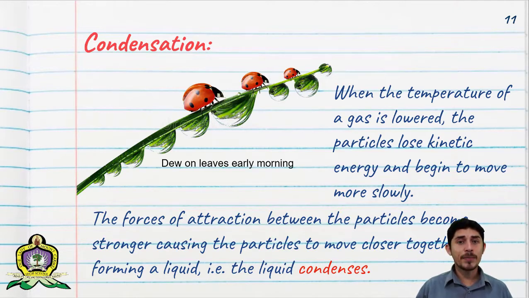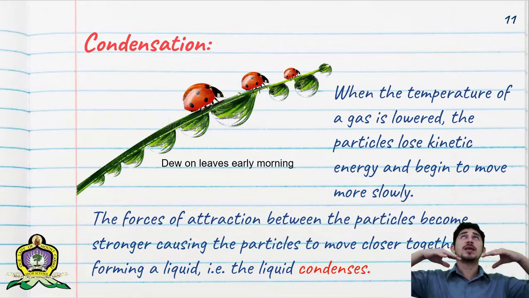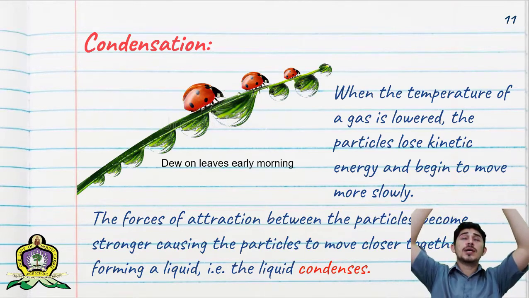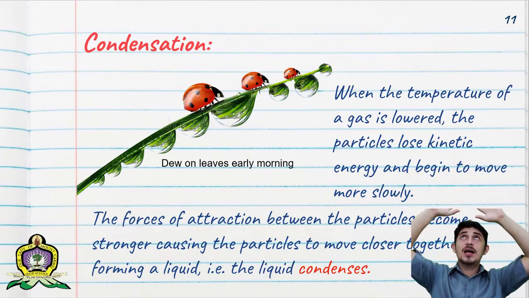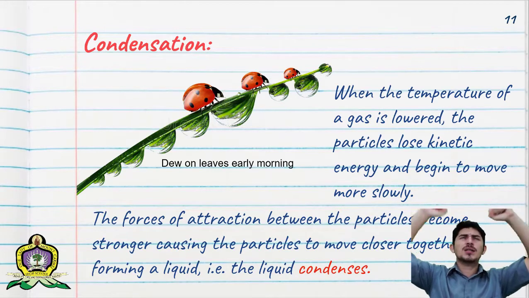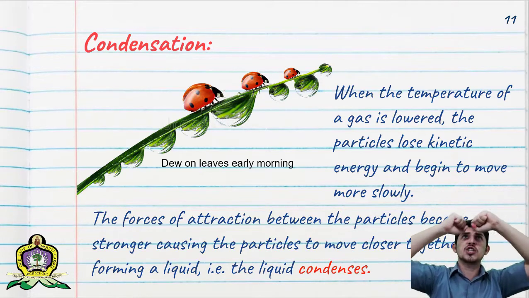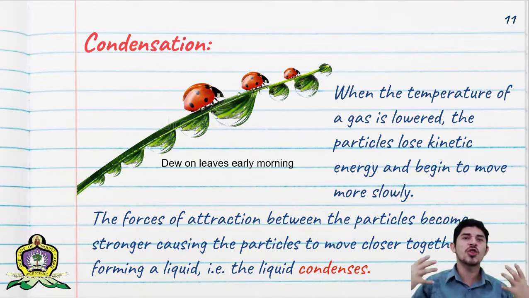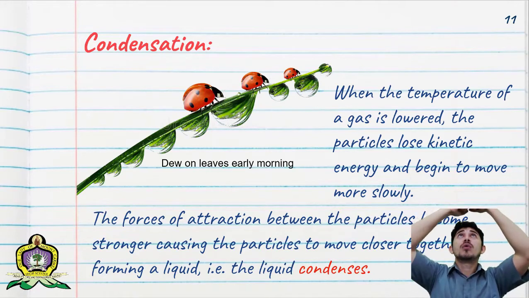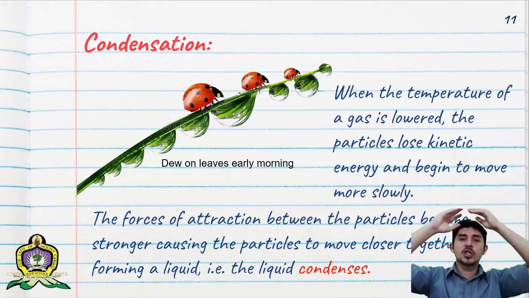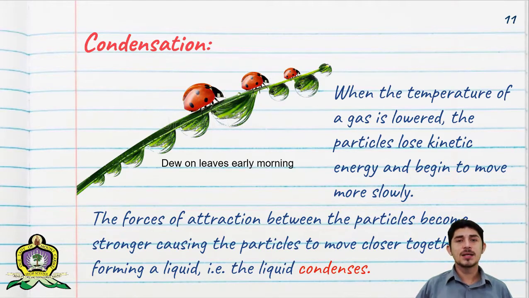It also happens in the clouds. After evaporation takes place, the water reaches the clouds, and up in the clouds, the particles, they had a lot of energy, but then they start losing that energy and coming together. That means to condense. When they come to each other, that's condensation. And that is an important process in which gas turns into a liquid.